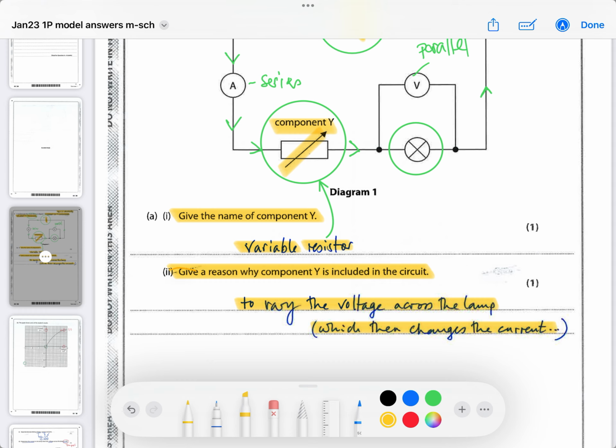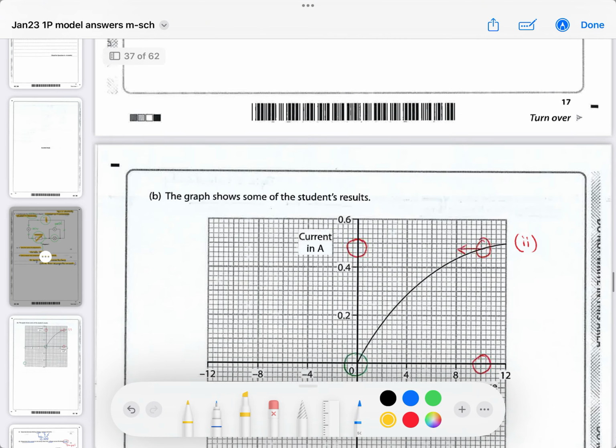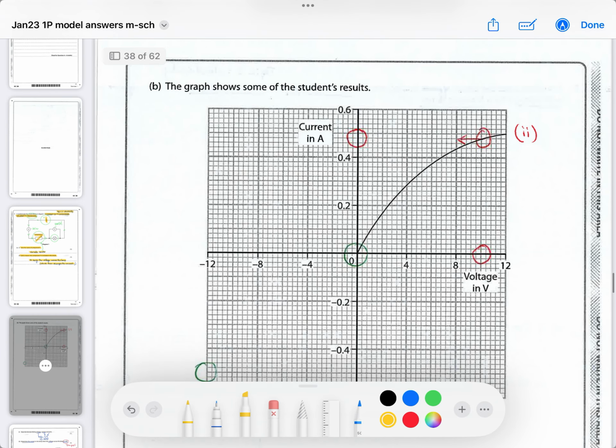They can give you a question like this on a bulb, a piece of resistance wire, like a thin bit of copper wire even. And they could also give it to you with a diode. Okay, a diode has a special relationship. Then they're giving you, in the next bit, the graph that shows the student's results.